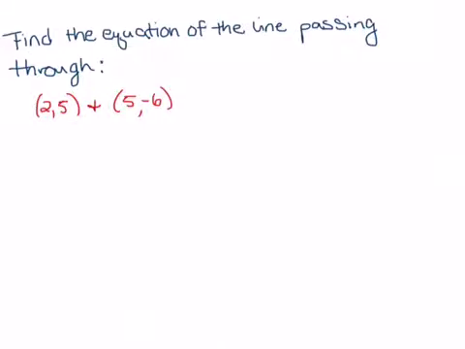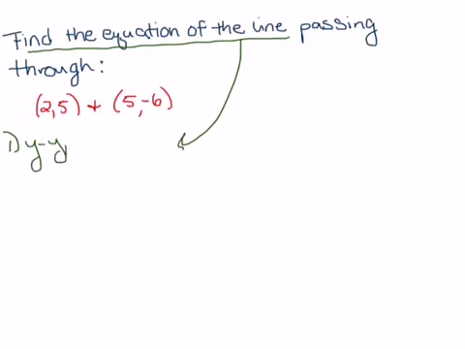Okay, we need to find the equation of the line passing through the two ordered pairs (2, 5) and (5, -6). My first piece of advice is every time we see the directions to find the equation of the line, we should always start with the following equation: y minus y1 equals m times the quantity x minus x1. It's called the point-slope form of a line. It's both our starting point and it's where we're going to plug things into for our answer.